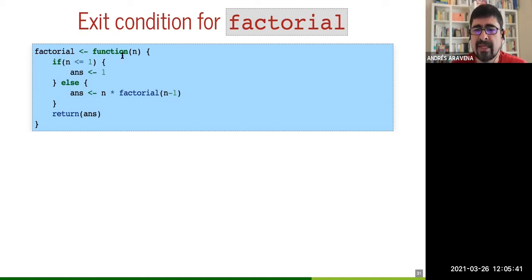If n is bigger, then we go to the second part. And the second part is this. When we take our function and we use it inside, what we do should be simpler. So we start with n. We cannot use n again. We can only use n minus 1.